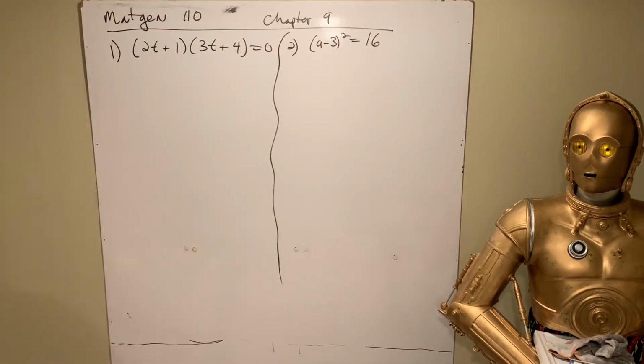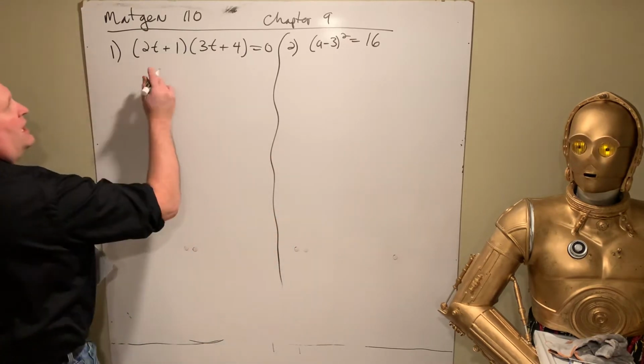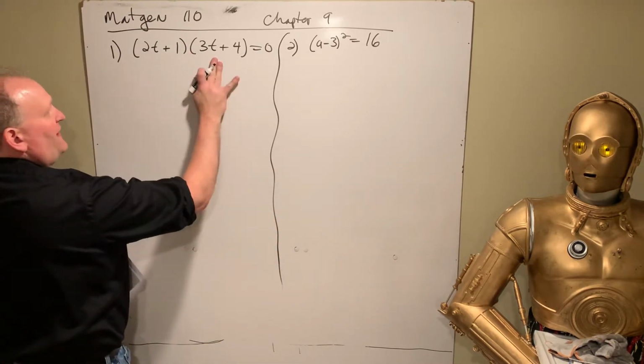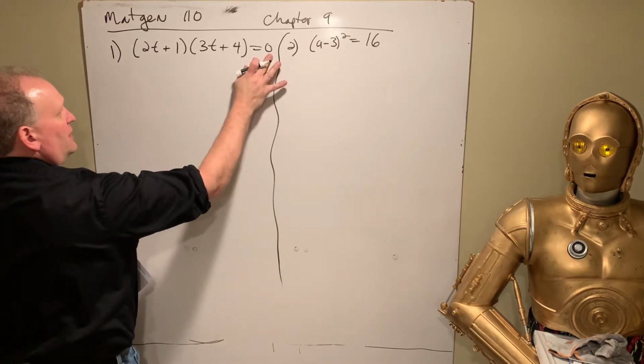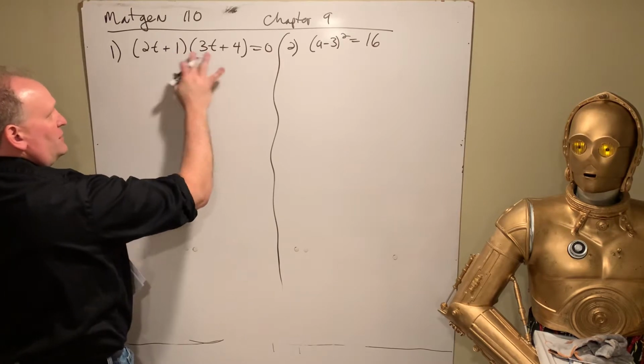Okay, this is Matgen110. We are looking at the Chapter 9 notes. So let's take a look. Remember when it's factored and it's equal to 0, the only way to get to 0 through multiplication is if this is a 0 or this is a 0.